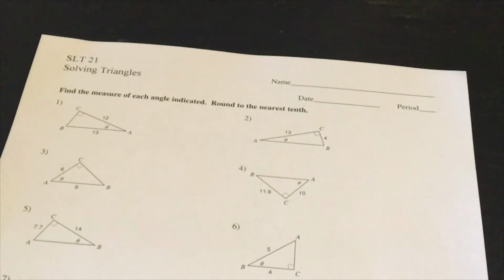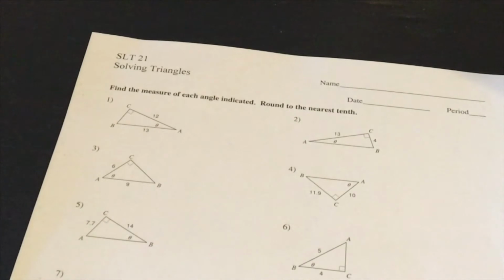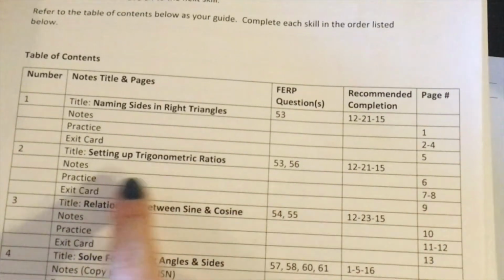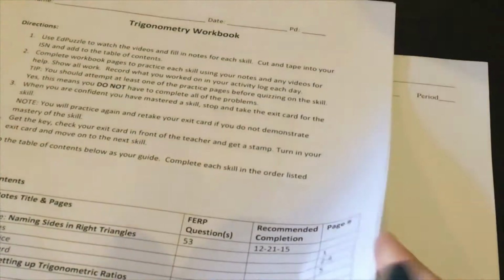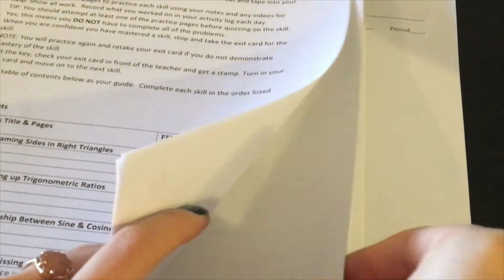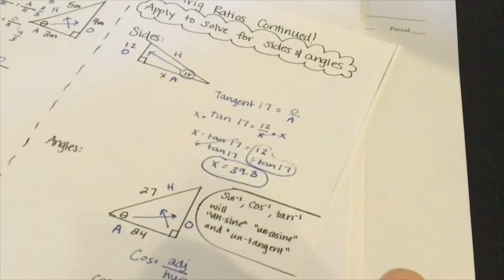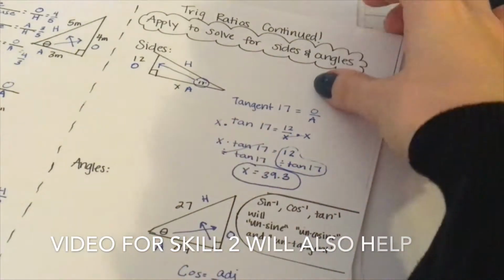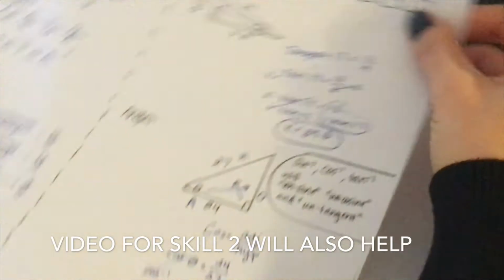For the fourth skill, which is finding missing angles and sides in triangles, you actually are mostly ready if you have the second part of your notes for setting up trigonometric ratios, which was number 2. Back in our packet, that was on page 6. This side here really did show you how to find missing sides and angles. So if you want to refer back to your notes from skill 2, these will be really helpful.